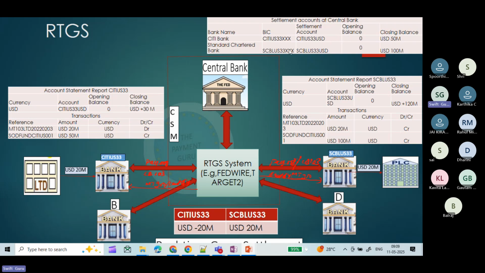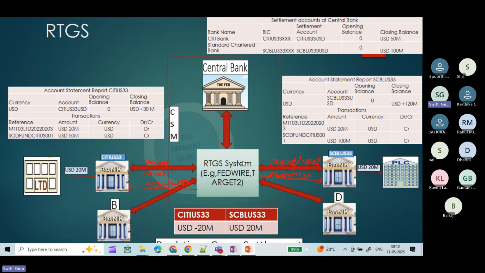So they will debit, at the central bank side, the CTUS bank's settlement account with 20 million. They will send out a debit advice to CTUS Bank saying, hey, we have debited your settlement account with 20 million for the payment instruction which you have sent.